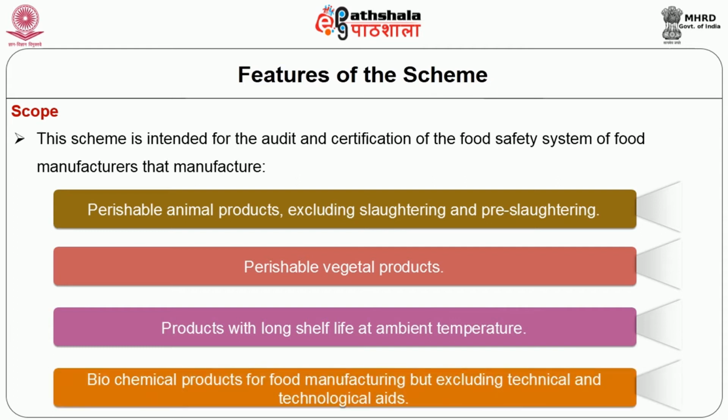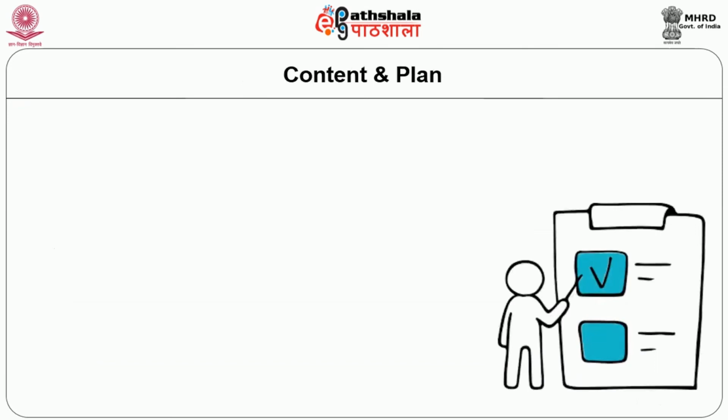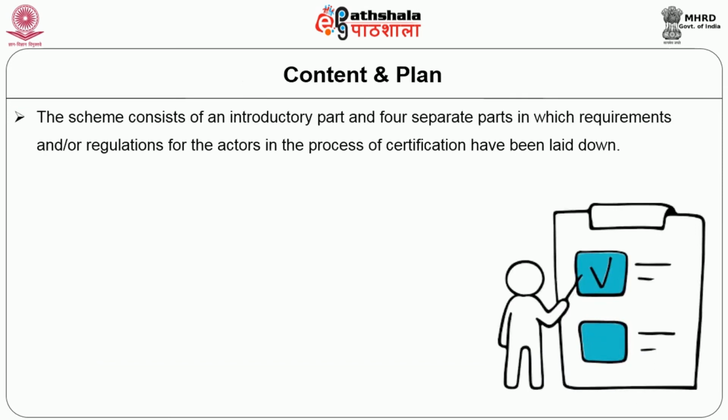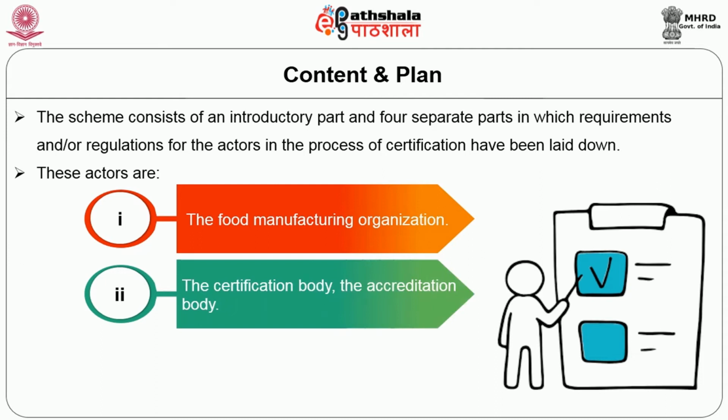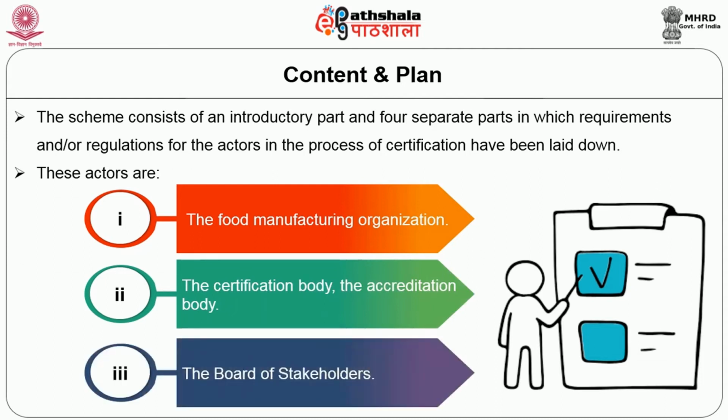Number 4, biochemical products for food manufacturing, which includes vitamins, additives and biocultures but excluding technical and technological aids. Coming to the content and plan, the scheme consists of an introductory part and 4 separate parts in which requirements or regulations for the actors in the process of certification are laid. These actors are the food manufacturing organization, the certification body, the accreditation body, and the board of stakeholders.